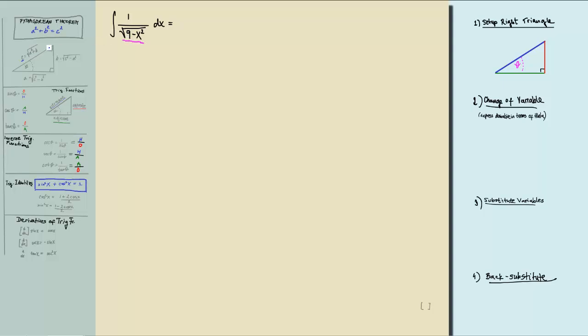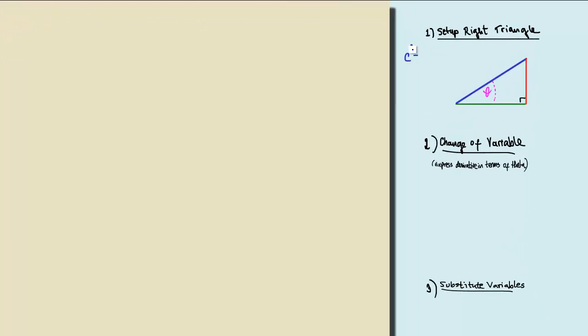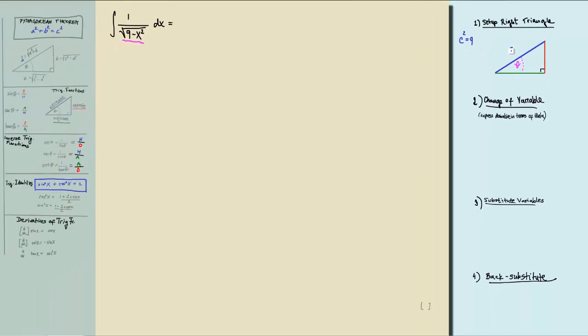So in this case, the hypotenuse squared is 9. I'm sorry, the square root of hypotenuse squared is 9. So c squared equals 9. Therefore, hypotenuse will equal 3.